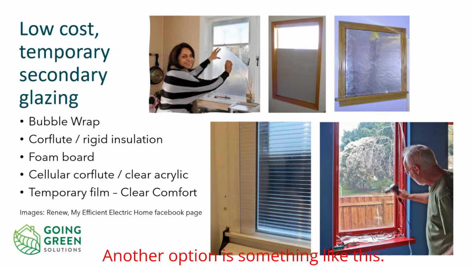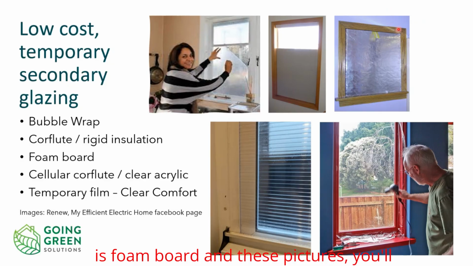Another option is something like this. This particular one is rigid foam board that someone has cut to size and put in the window to reduce the amount of window that's transferring heat. You could also put corflute cut to size, which could be either from old election signs, or you can actually buy sheets of corflute from the hardware store at not much cost.